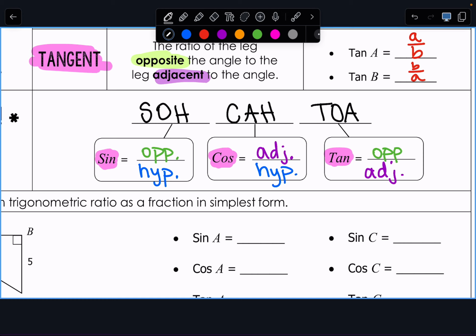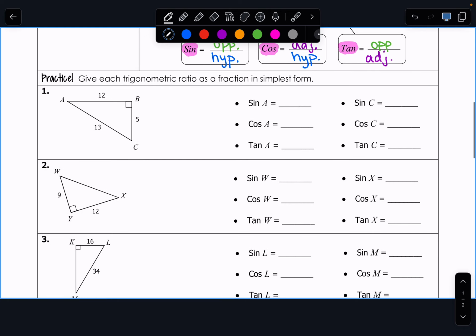Everyone look at me. Sine is opposite over hypotenuse. Cosine is adjacent over hypotenuse. Tangent is opposite over adjacent. SOHCAHTOA.